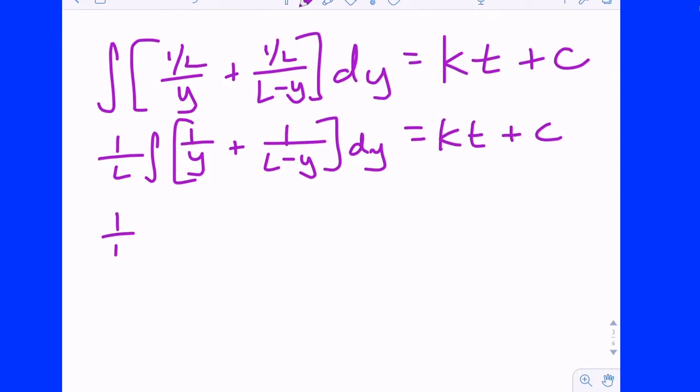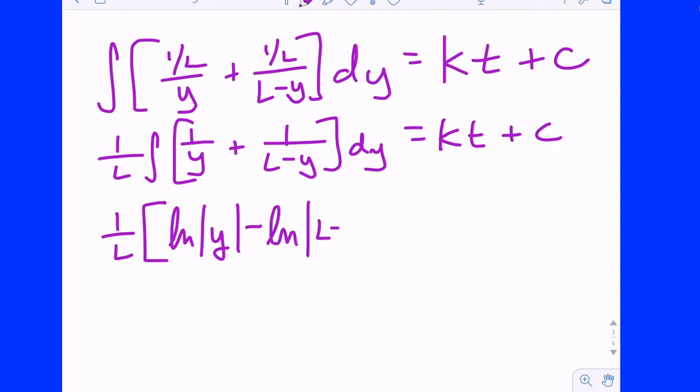Okay, so here we go. 1 over L goes along for the ride. What is the antiderivative of 1 over y with respect to y? Natural log of the absolute value of y. Cool. Plus, what's the antiderivative of 1 over L minus y with respect to y? Good. Minus the natural log of the absolute value of L minus y.